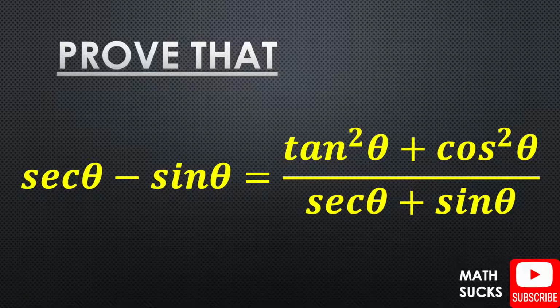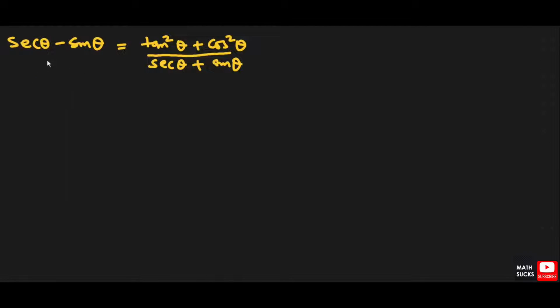In this problem, I'll show you how we can prove that sec theta minus sin theta is equal to tan squared theta plus cos squared theta over sec theta plus sin theta. So the strategy here is: how do we transform this to that? The idea is that first of all, look at the left hand side.